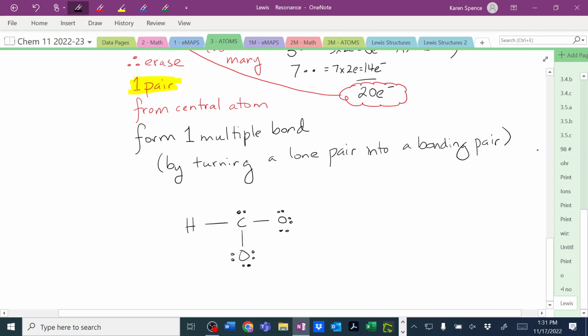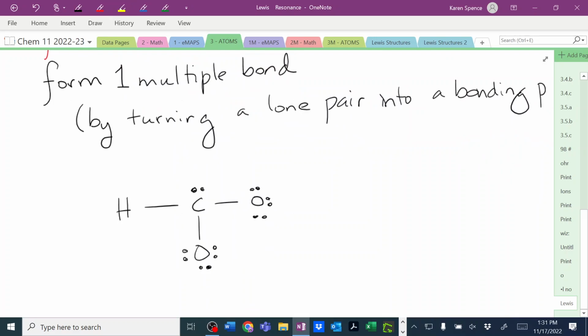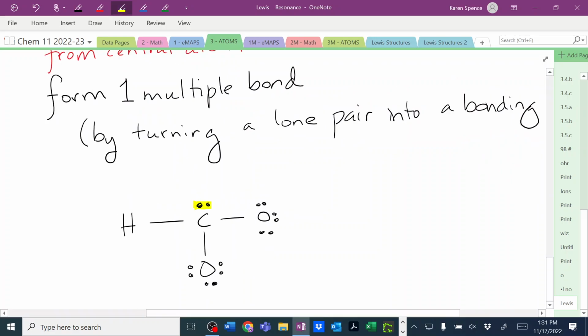I'm now going to erase. Which pair do I want to erase? I want to erase a lone pair that is on the central atom. That's our carbon, so that's the highlighted one. So it's going to go bye-bye.